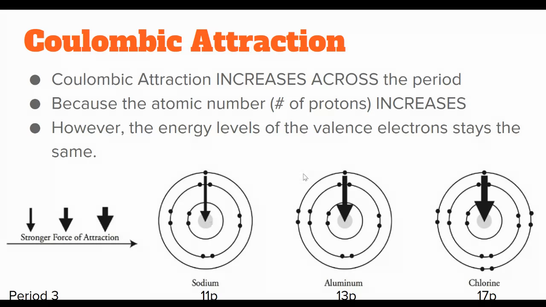And then as we move over to aluminum, you'll notice that our arrow has gotten a little bigger, and it has 13 protons and 13 electrons. And then our biggest arrow is over here with chlorine. And so chlorine has the strongest Coulombic attraction between our valence electrons and our nucleus. And the reason for that is because as you increase the number of protons, you increase the attraction between the protons and the electrons.